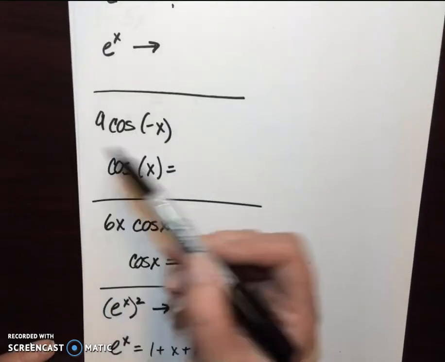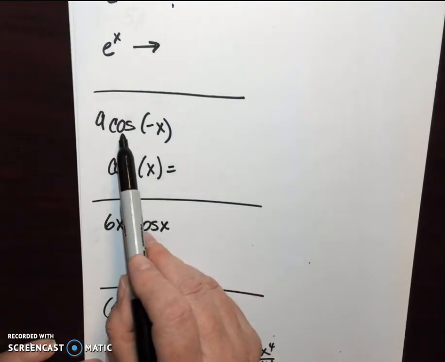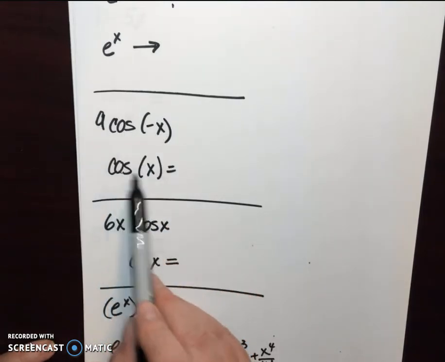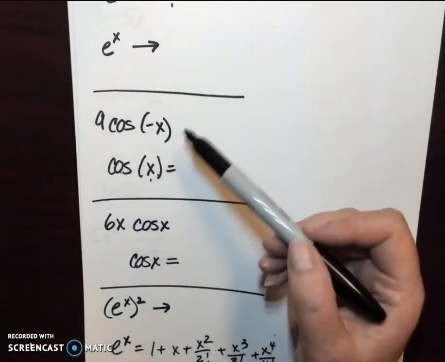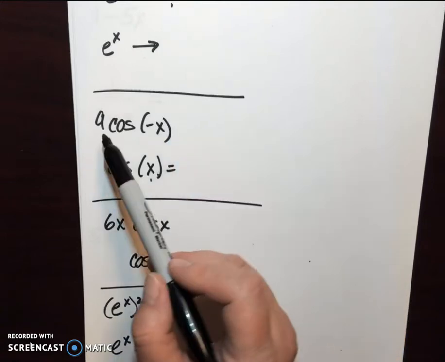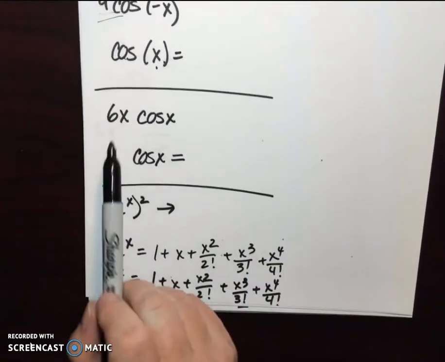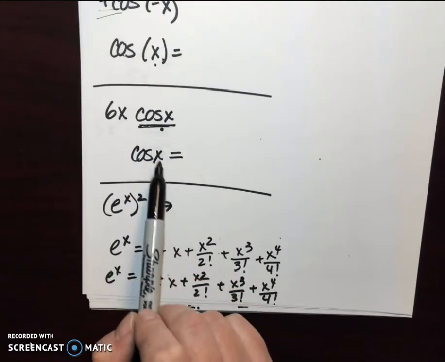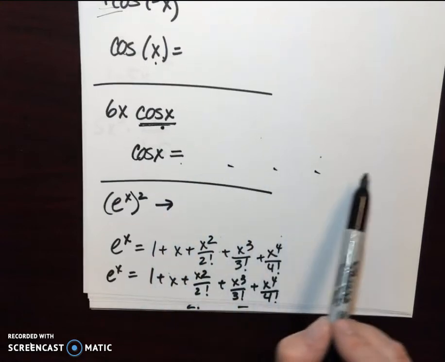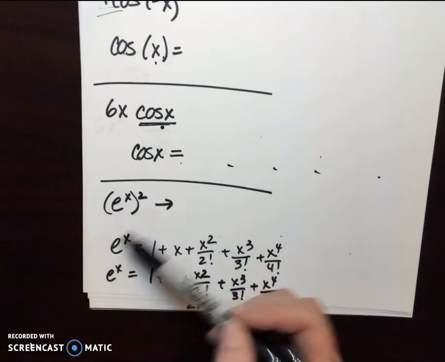These are all examples. Not everybody has the same problems, but for cosine of negative x times 9, you write out the series for cosine of x, and then wherever you see x, you put in negative x, and then you multiply every term by 9. For this one, you write out the series for cosine of x, and then you multiply every one of those terms by 6x. Now this one's a little bit harder.